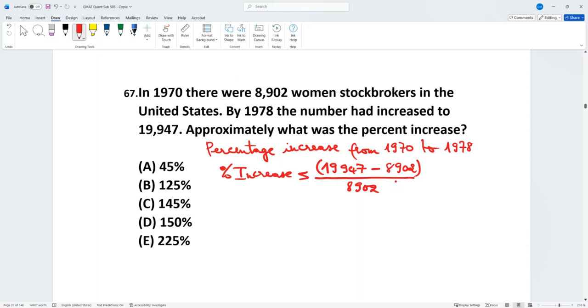So we are finding the percentage increase. So this is going to lead us to having 19,947 like this. It's going to give us 5, 4, 0, 1, and 1.